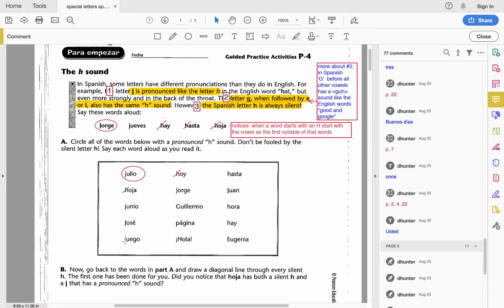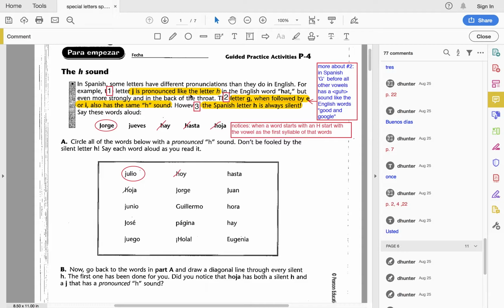Now, we learn vowels first because this impacts our sounds. In Spanish, some letters have different pronunciations than they do in English. Again, very key point. For example, first one, I would write a 1. The letter J, highlight, is pronounced like the letter H in English.